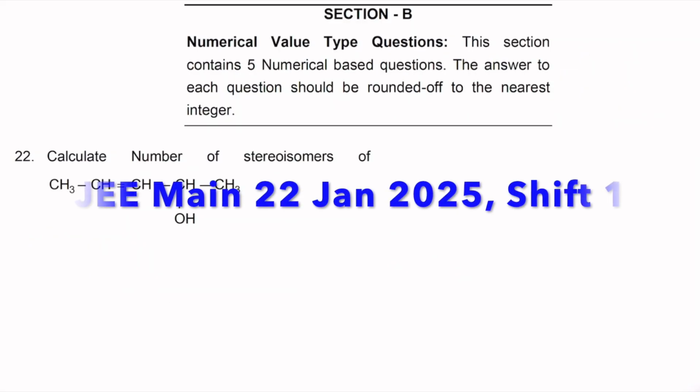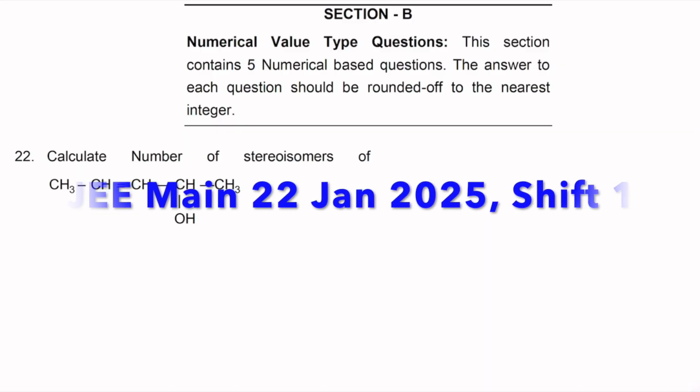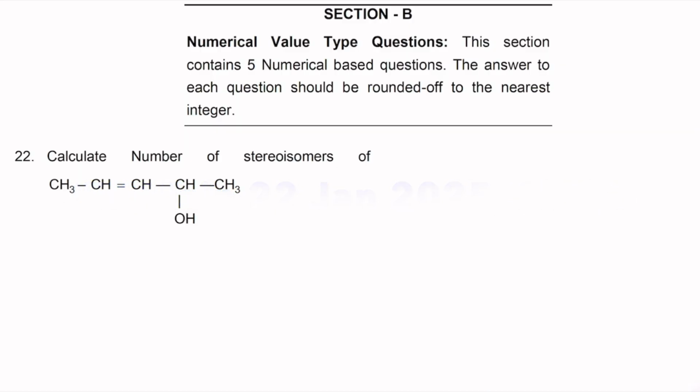Calculate number of stereoisomers of this molecule. This question was asked in the numerical value type questions and we should find an answer and round it off to the nearest integer. How many stereocenters do we have in this molecule? At the first glance, it would look like we have only one stereocenter, the chiral carbon. However, we need to consider geometrical isomerism also here. Otherwise, we will be making a mistake here.